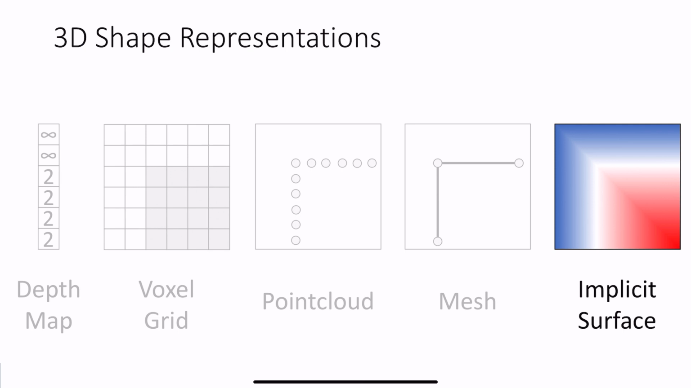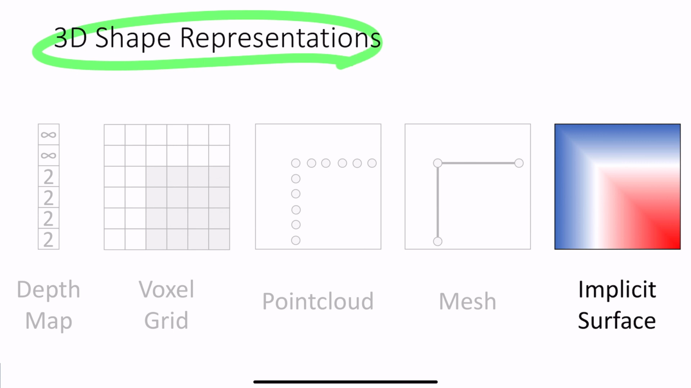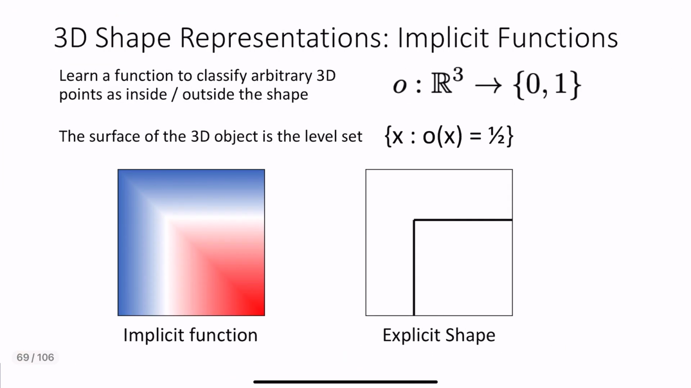The final 3D representation is the implicit surface or implicit representation, which is going to be the NeRF model, neural radiance field. Alright, so before the NeRF, or neural radiance field, let me briefly review the implicit function for the 3D representation.